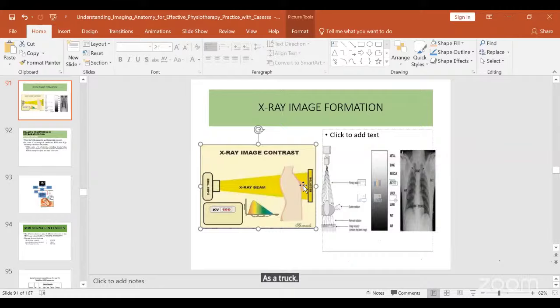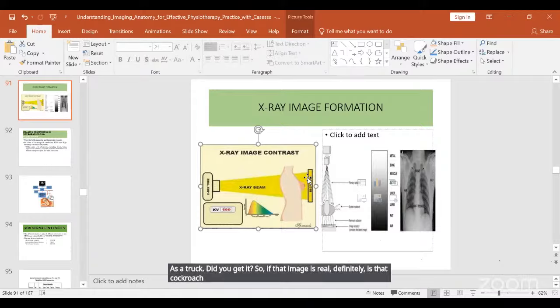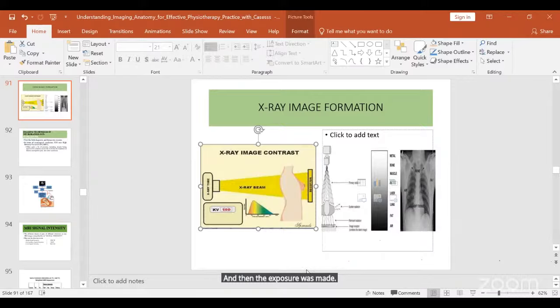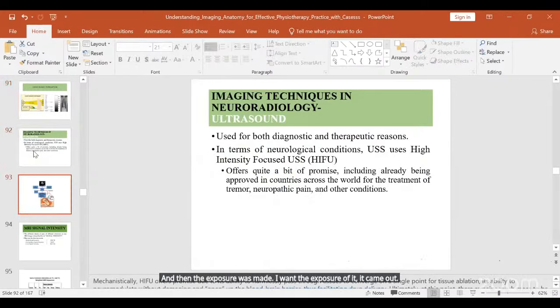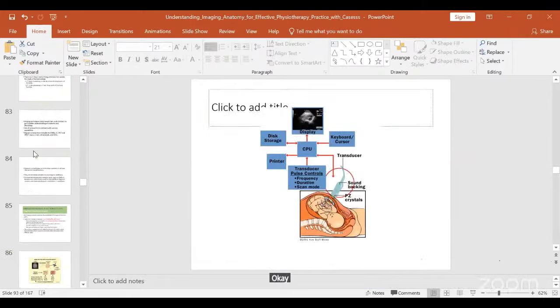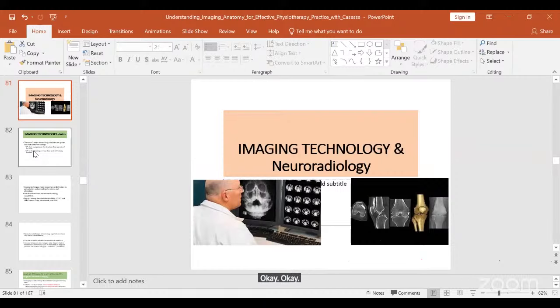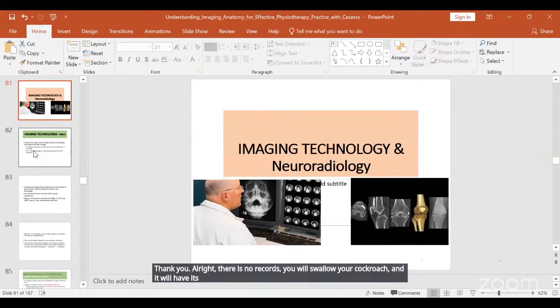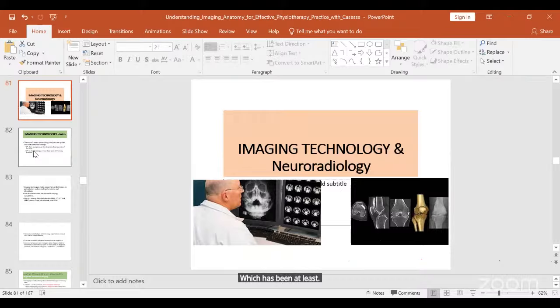Did you get it? So the image is real. Definitely that cockroach was perhaps inside this detector and then the exposure was made, and when the exposure was made, it came out that way. Okay, yes, so that's it. Thank you, sir. There is no way a cockroach will swallow a cockroach. It will have its wings, its hands, its legs. Even your esophagus is not that big to contain it. So it has to crush some component.